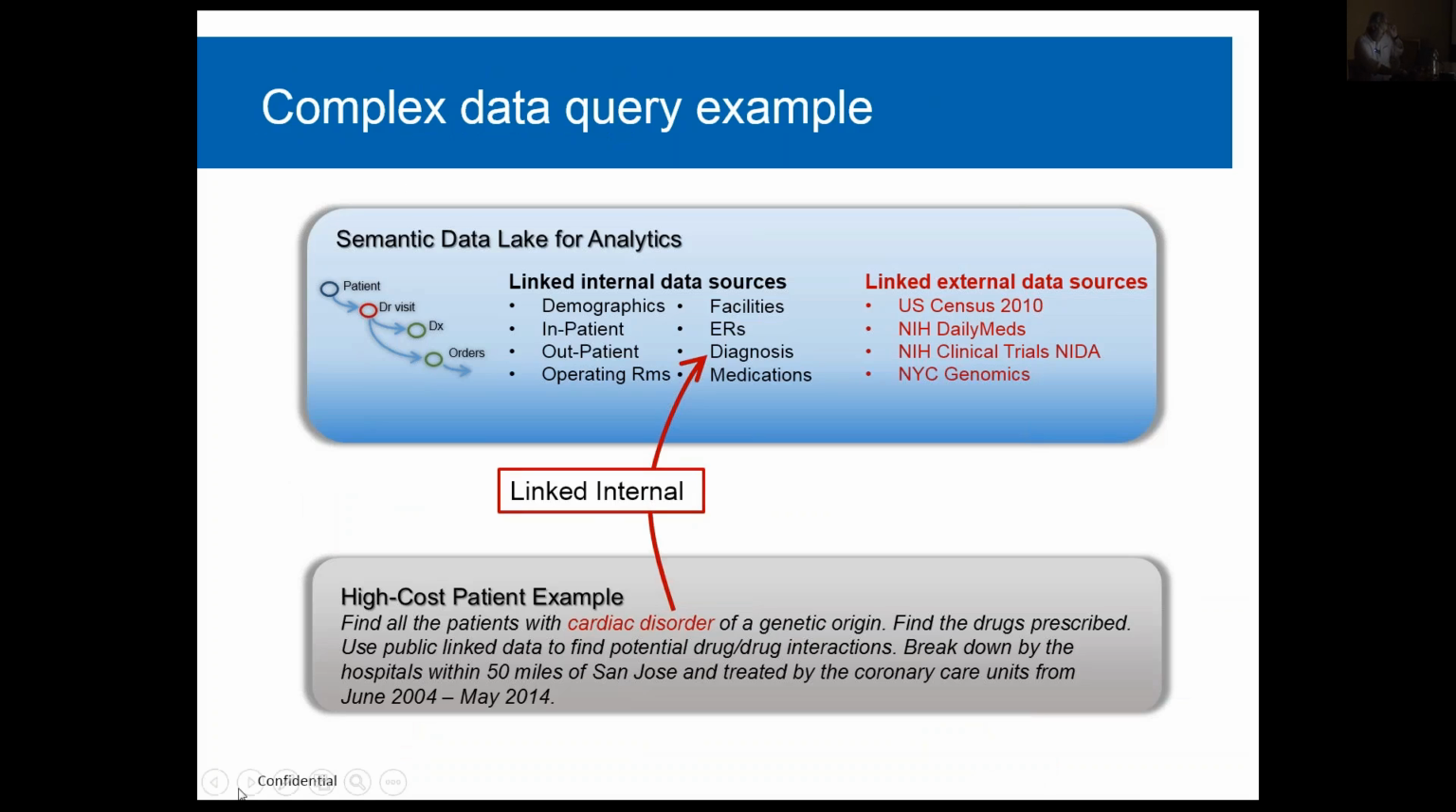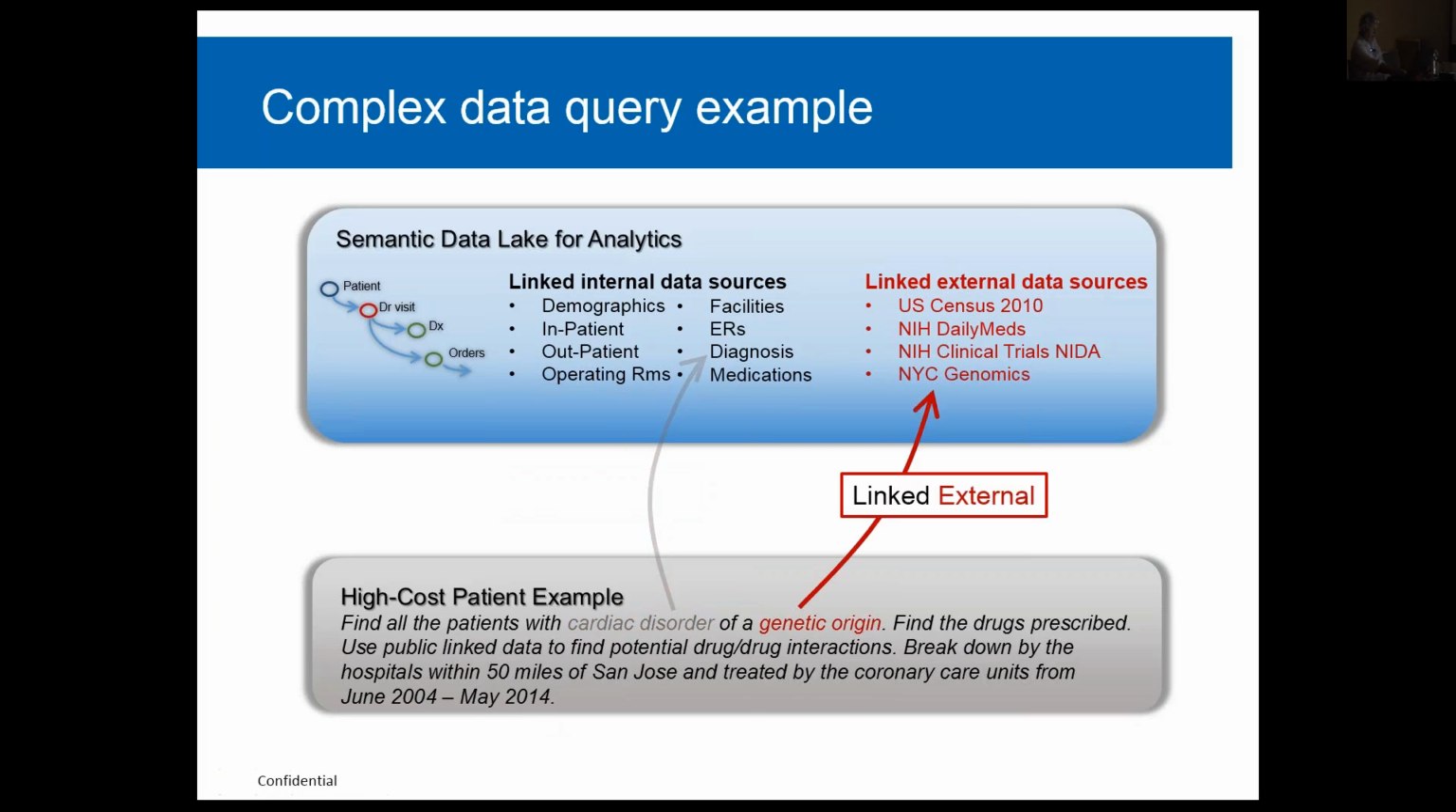So we say, given this query here, find all the patients with cardiac disorder of genetic origin, find the drugs prescribed, use public link data to find potential drug-drug interactions, break down by the hospital within 50 miles of San Jose, and treated by the coronary care units in this particular time interval.